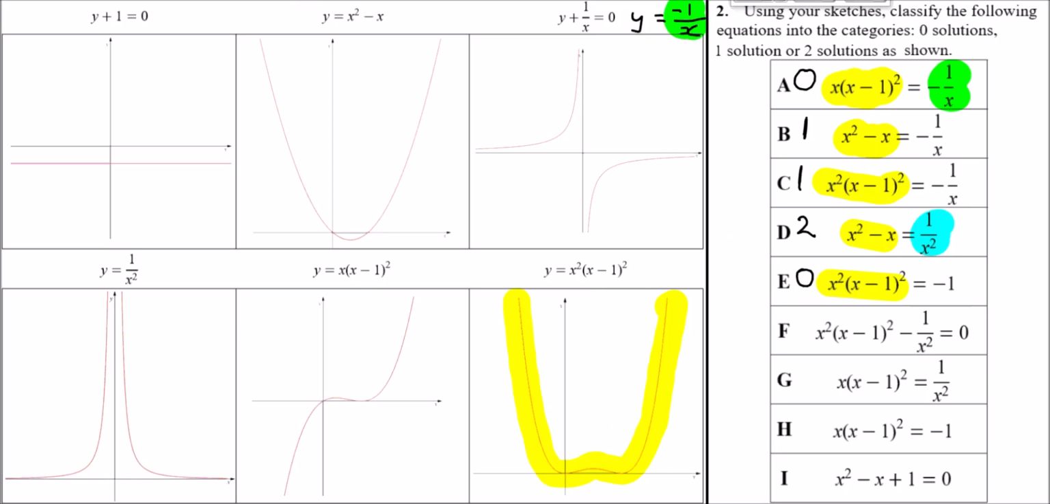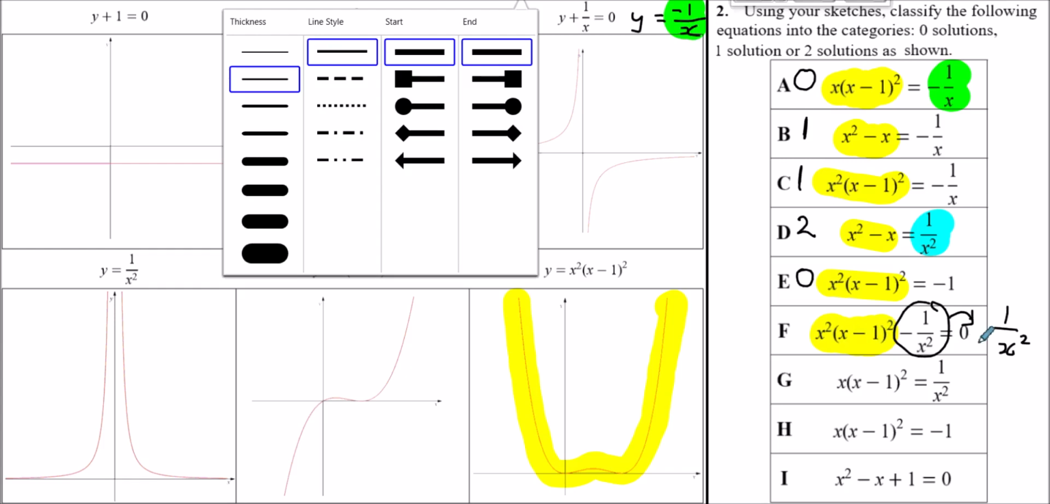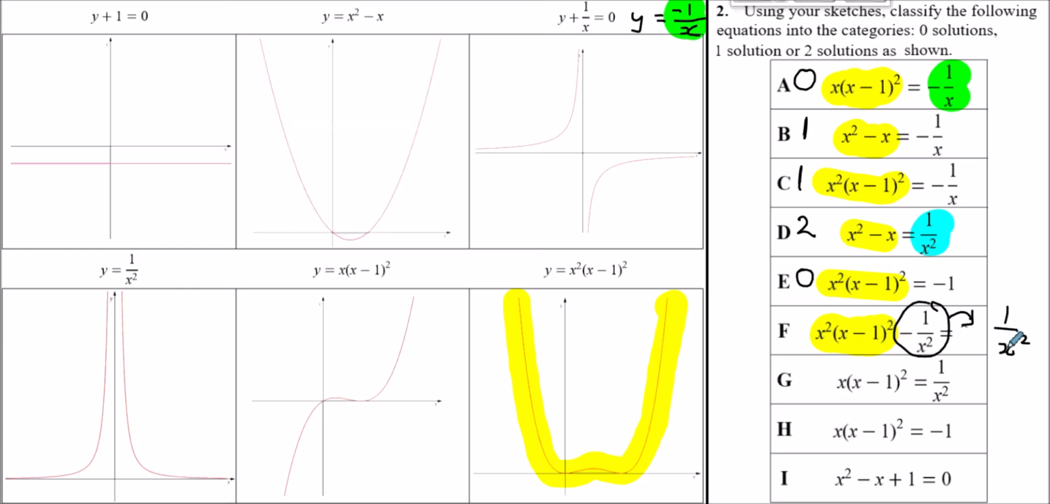So if we move on to have a look at F, or in fact I'll leave it on because we're talking about this quartic again here. Now this equation here, we need to think about this being rearranged, okay? So for F, if we add 1 over x squared to both sides, this is the same as saying, when is x squared brackets x minus 1 all squared equal to 1 over x squared? So by rearranging this, we can now make this make more sense, and we can use our sketches now. And so when does this quartic intersect with 1 over x squared, which we've got over here? So 1 over x squared is this one here. Gone slightly off there, but you can see I'm trying to colour code.